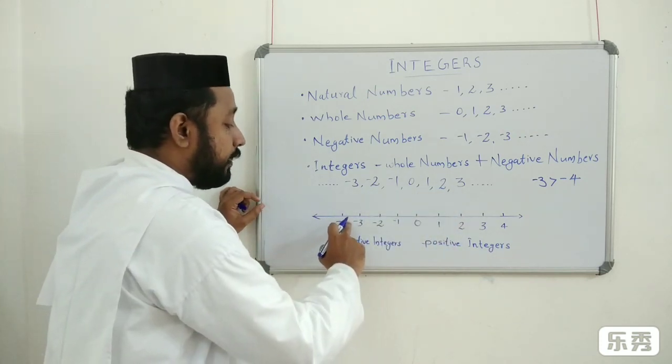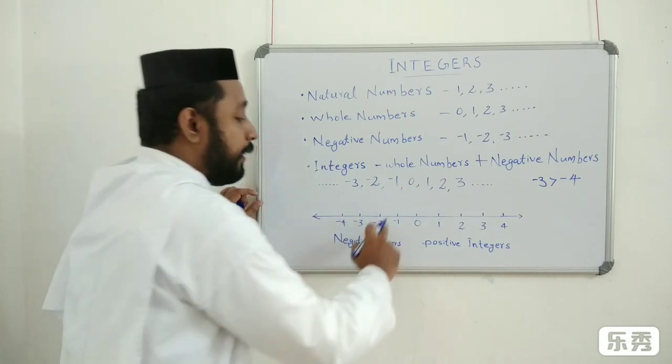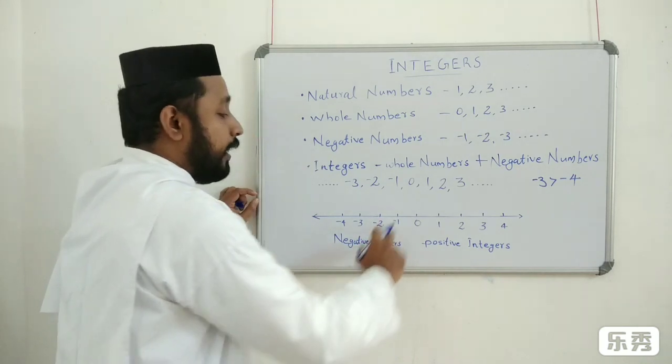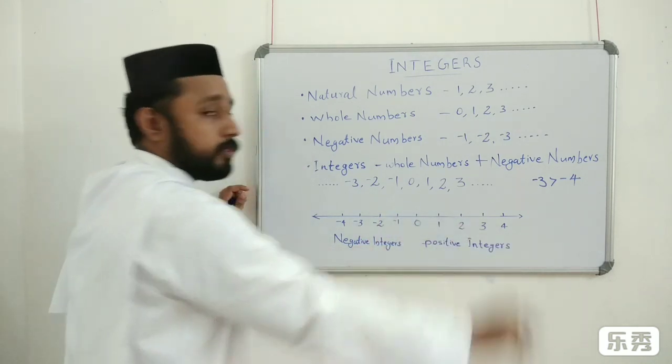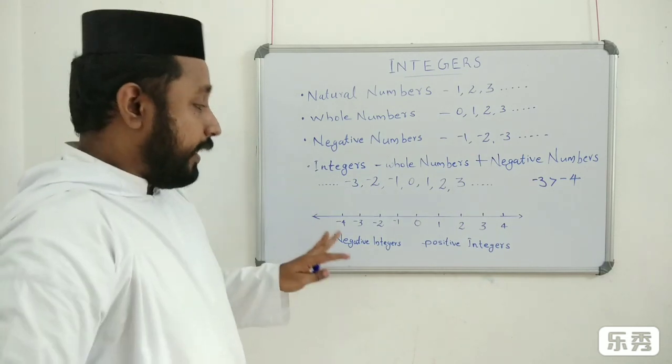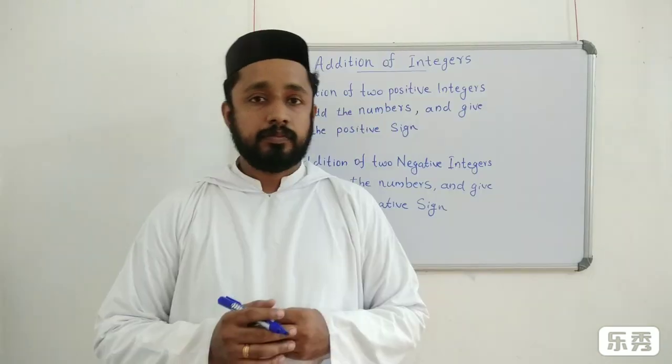Therefore, minus 4 is less than minus 3, minus 3 is less than minus 2, minus 2 is less than minus 1, minus 1 is less than 0, and 0 is less than 1, and so on. So, we can represent integers on a number line.